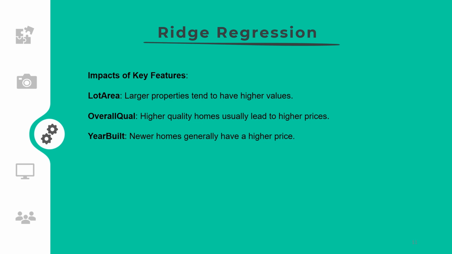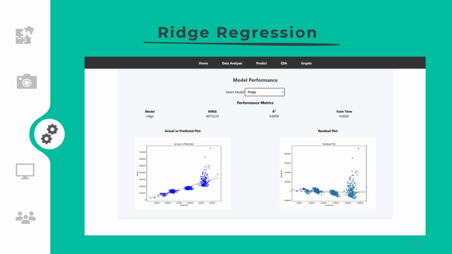And the next one is year built. Newer homes tend to have higher prices, and ridge regression helps model this linear relationship while preventing any extreme coefficients from skewing predictions. And here's the model performance of our ridge regression. After training the ridge regression model on our housing data, we have measured its performance and obtained the below output. The training time it took is 0.002 seconds, the R squared that we have obtained is 0.6958, and the RMSE value is 44732.03.